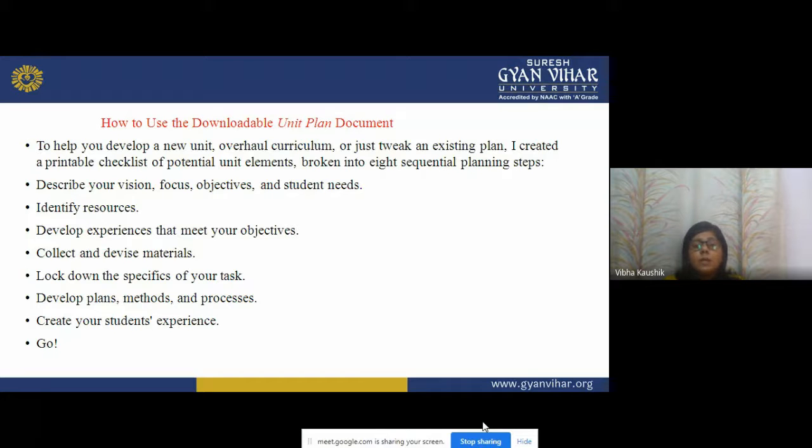Collect diverse material. Collect all the different types of material. Look down the specifics of your task. These will be the specifics of my task. Develop plan. You have to make a plan, the methods that will be used, and the process that will be applied by you. Create your students' experiences, meaning you have to create the teaching-learning process. You have to select the activities in such a way that your students get experiences. Now you are ready to go and teach.